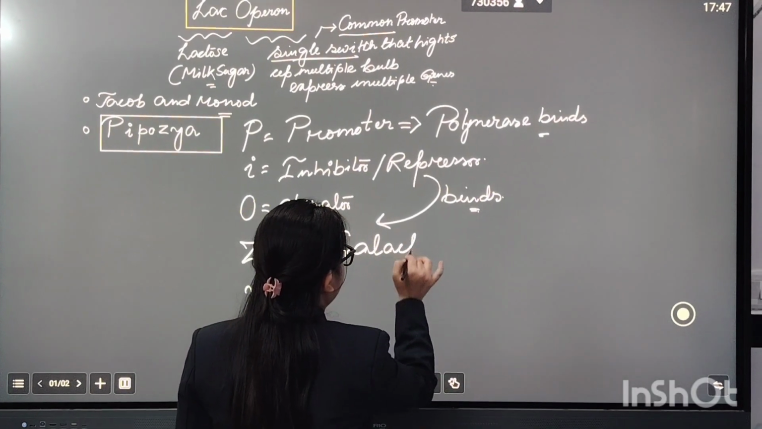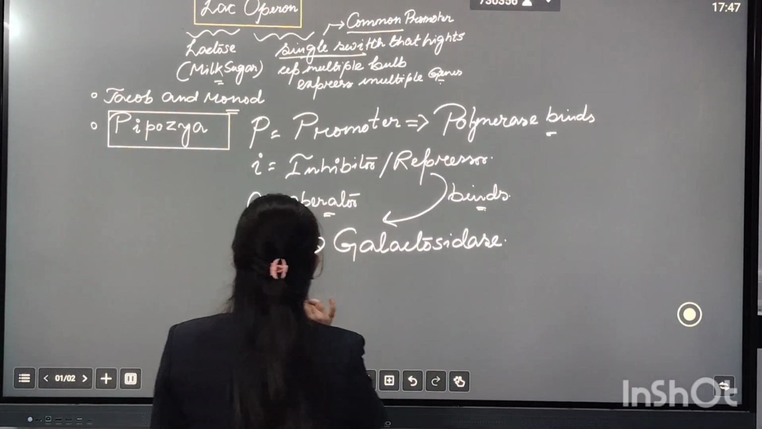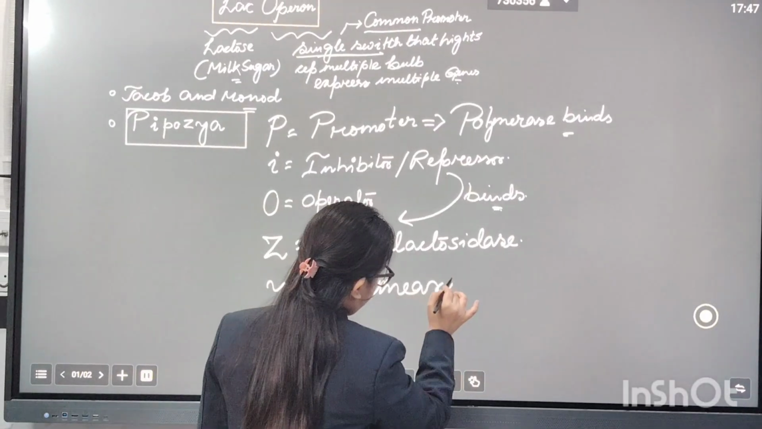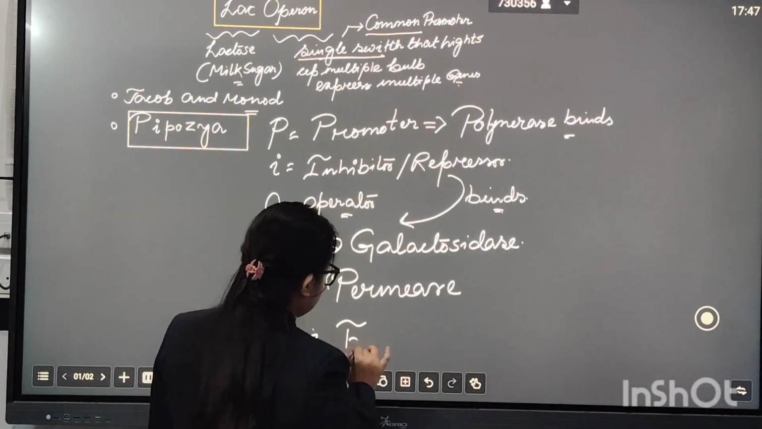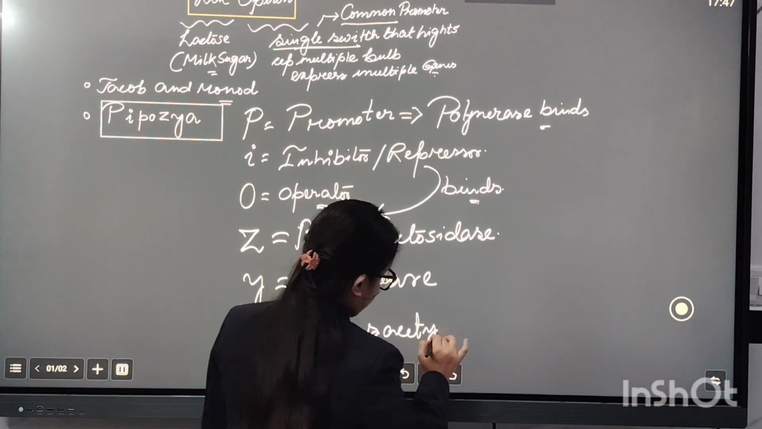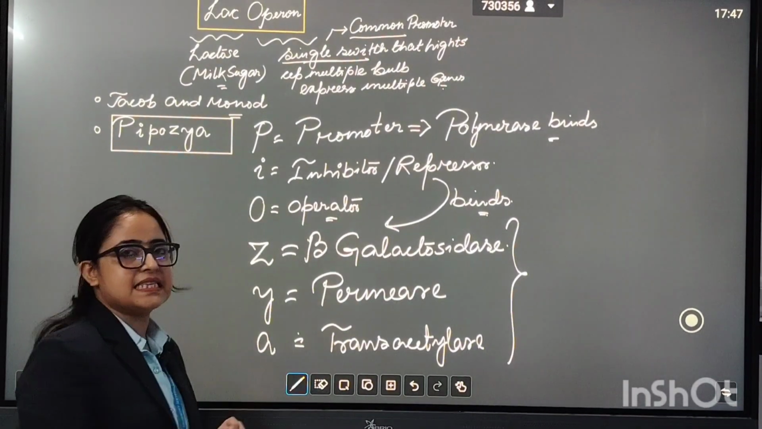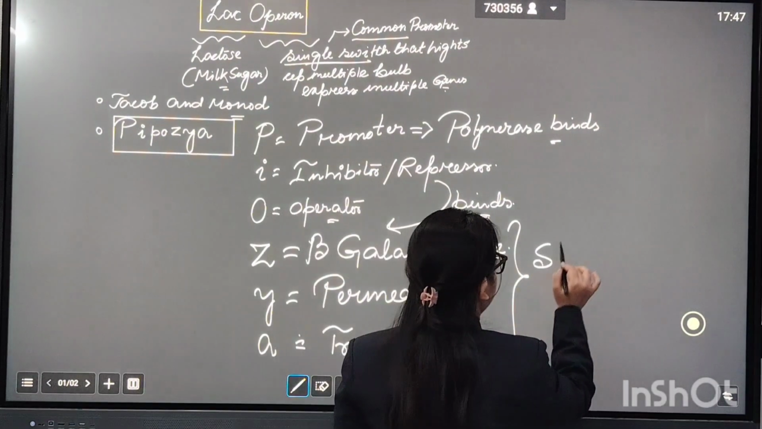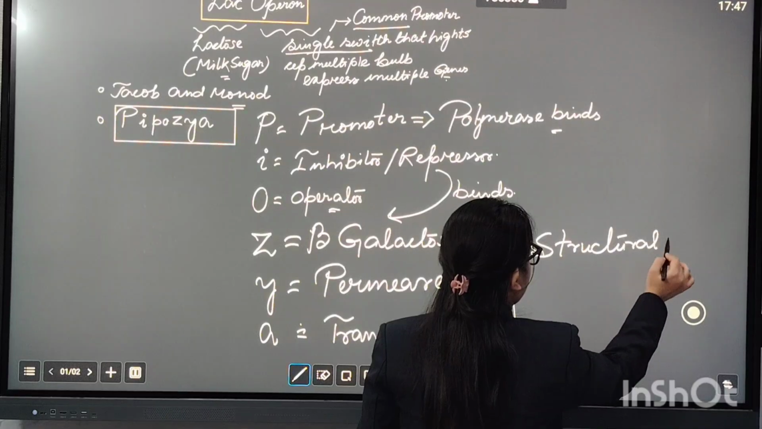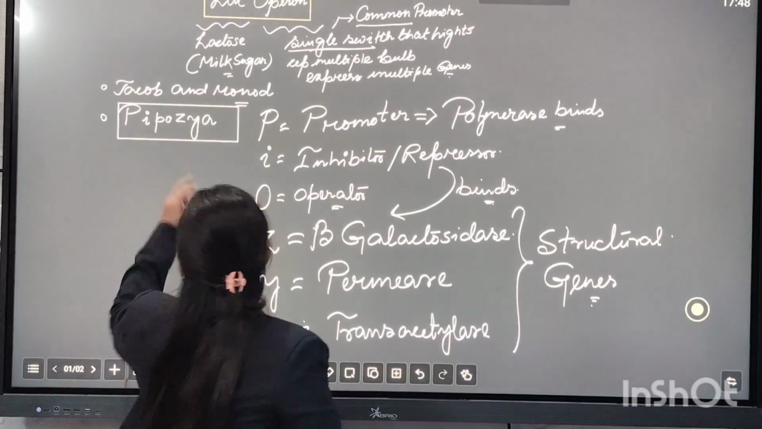Beta-galactosidase, permease, and trans-acetylase. Together these are termed as structural genes. Okay.